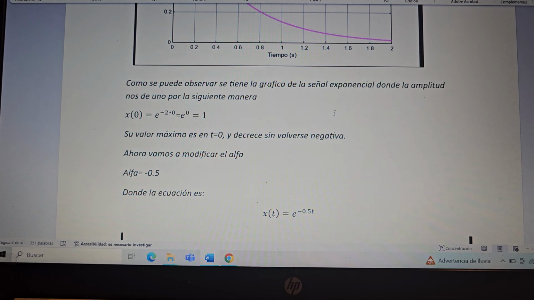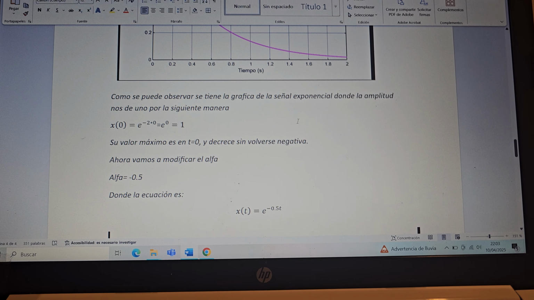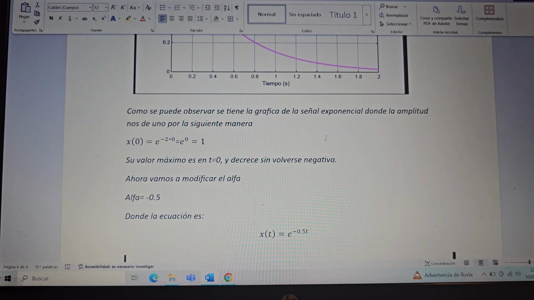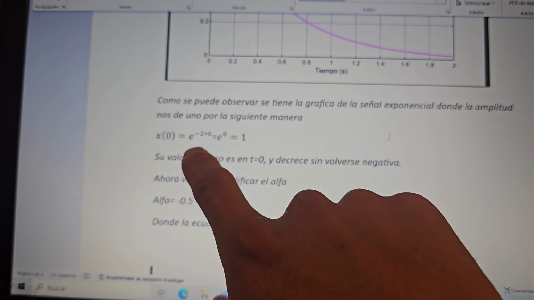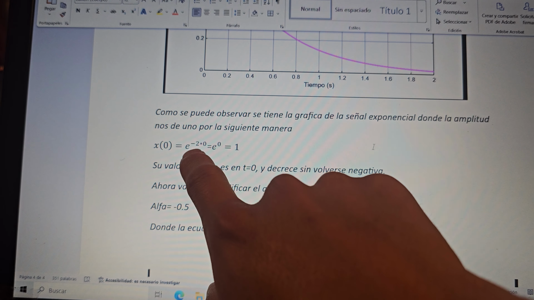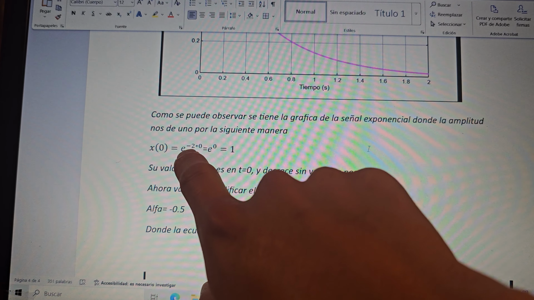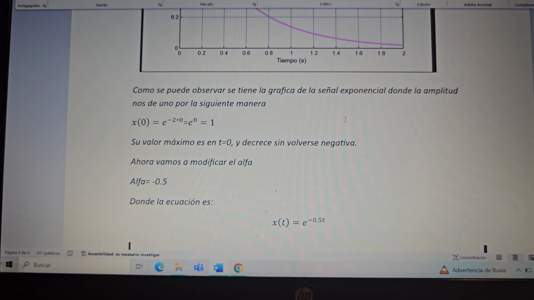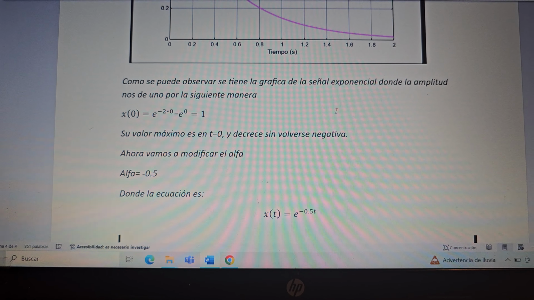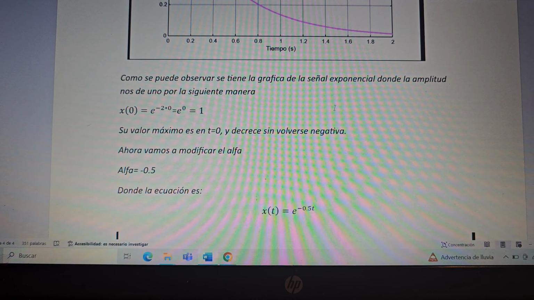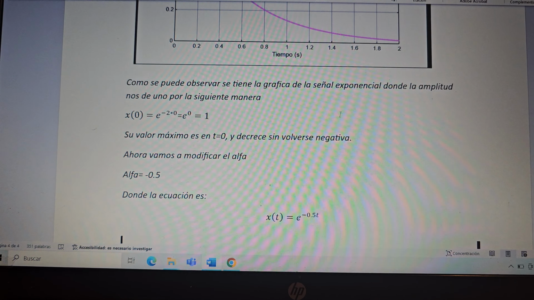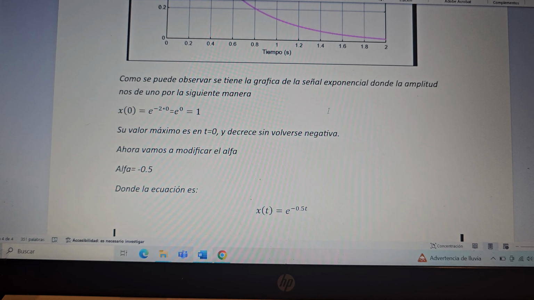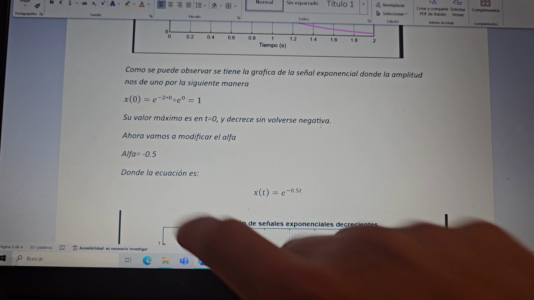And as you can see, in the graphic of the exponential signal the amplitude is 1, because this is the operation where it's going to give a 1, and the maximum is at t equals 0. No matter what, the exponent is going to be negative. And now I change this a little bit.